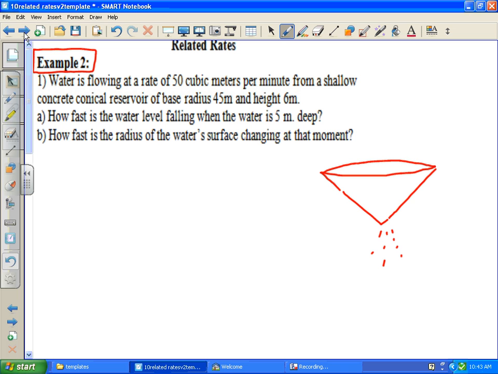Okay, I'm going to represent the water level in here in blue. So the water level could be at any point in this cone. It doesn't have to go all the way to the rim because it's flowing out of the container. It's getting lesser and lesser. So it could be at any level there. We don't know where it is right now. But we do know the outside dimensions. The outside dimensions are the base radius is 45 meters, and the height for the entire cone is 6 meters. As you can see, definitely not up to scale here.